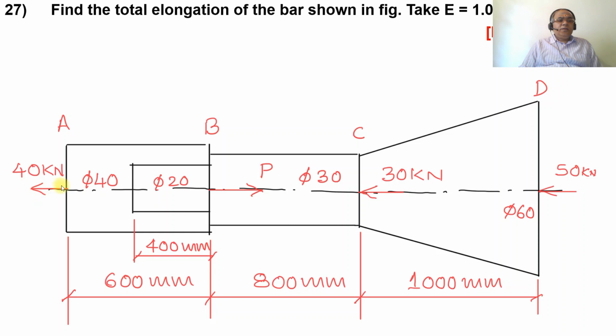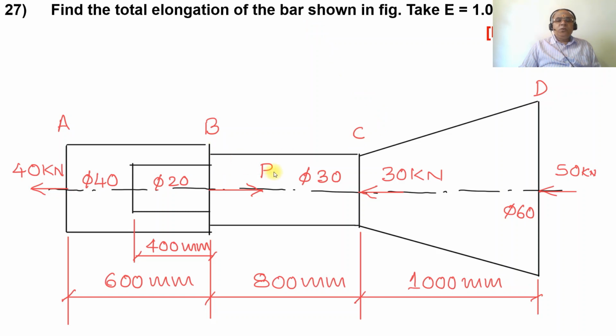At point A, 40 kilonewton is applied acting towards the left side. At point B there is the load P, acting towards the right side. At C, 30 kilonewton is acting towards the left side, and at D, 50 kilonewton is acting towards the left side. So this is the actual problem which has been given, and we want to find the total elongation of the bar.